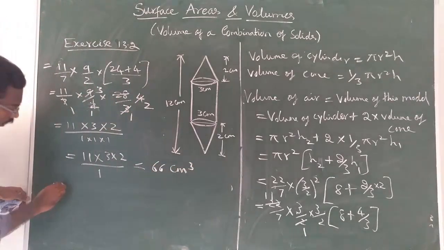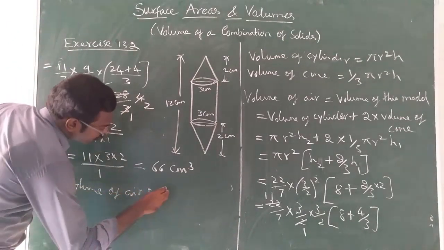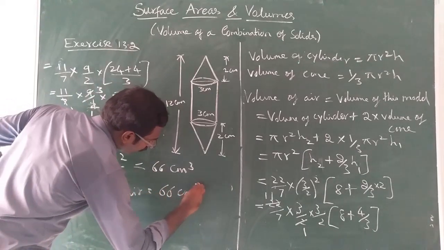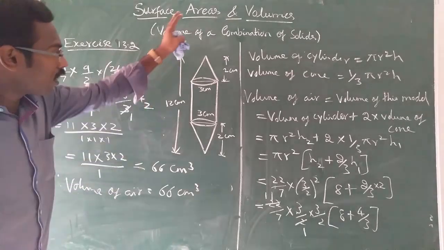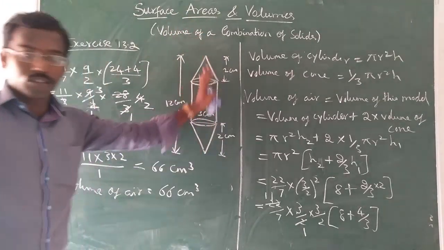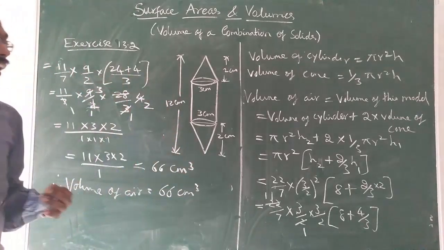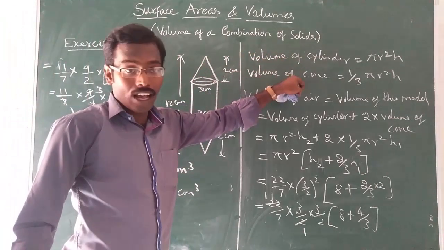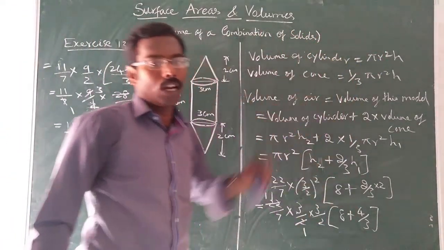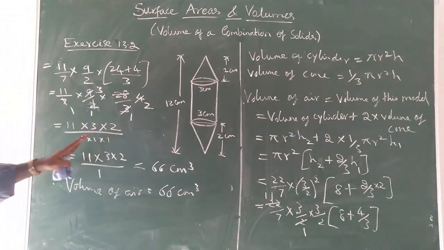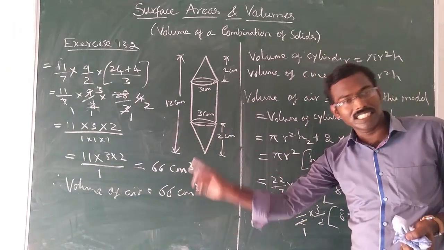Okay, therefore volume of air is equal to 66 centimeter. It's very easy, isn't it? Anything difficult in this? First you draw the shape approximately, okay, rough diagram, then get the given data, okay, then consider the formula. If anything is missing, just find that and apply the values in the formula, you will get the answer. So the answer, volume of the air, that is the volume of the given model, is 66 centimeter.